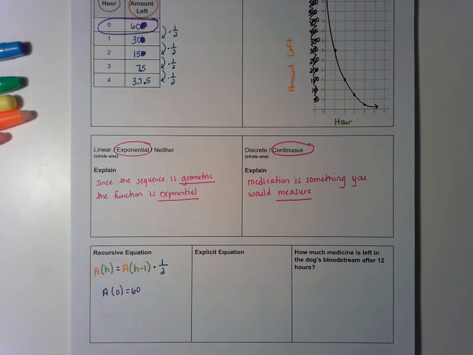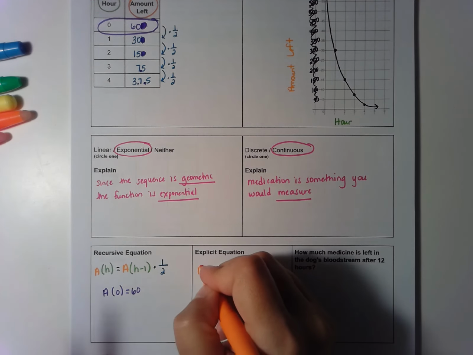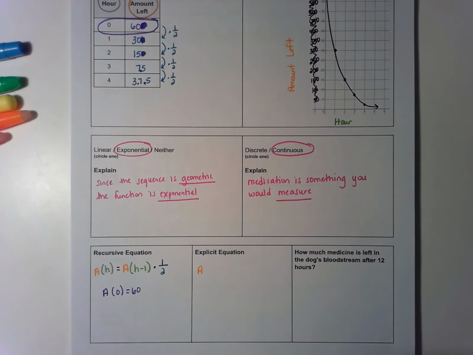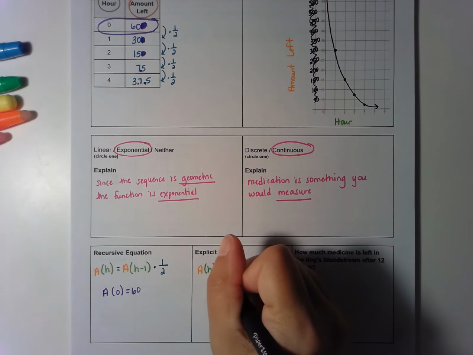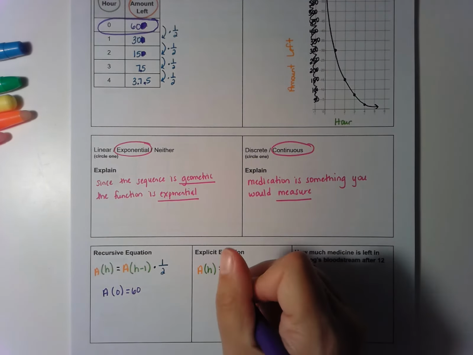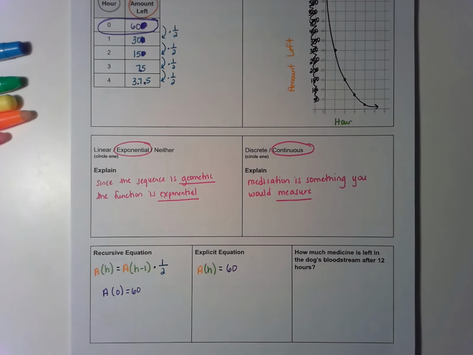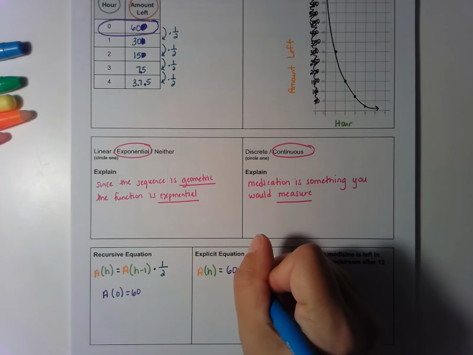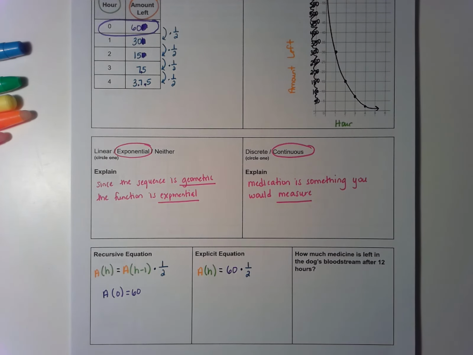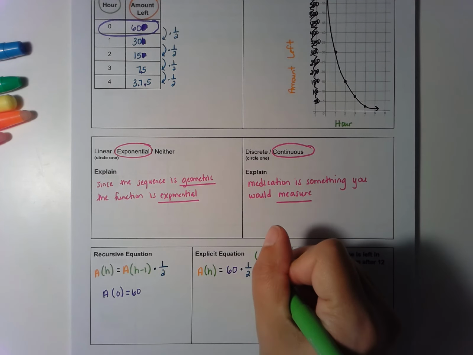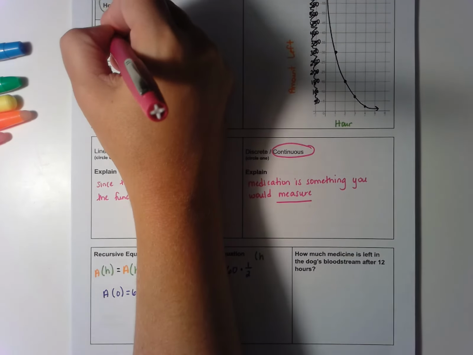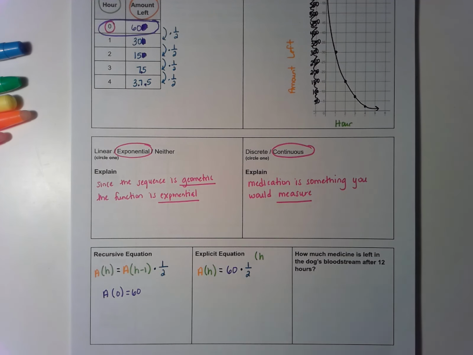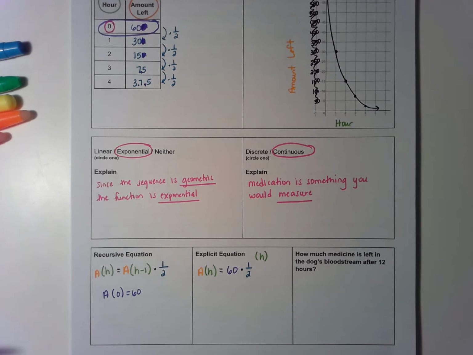For my explicit equation, I would have A of H, again, it starts the same way, but then I set it up a little bit differently. So my starting value is 60 times 1/2, because that's my pattern. And now I need to use an exponent because we're multiplying. So I would have h, and then I need to get back to 0. Well, this table already starts at 0, so there's no adjusting necessary. It would just be to the h power.